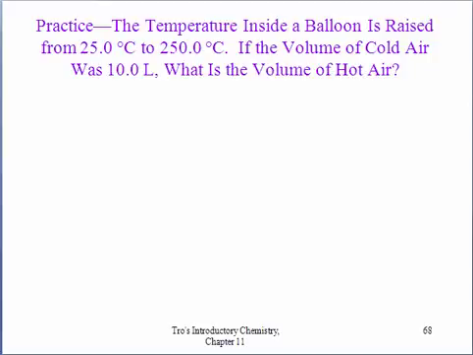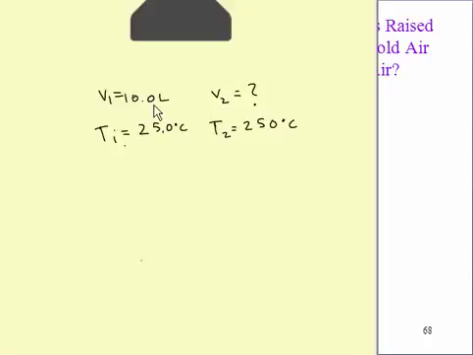So as always, the first thing we want to write down is what we have. We're given our initial volume, the volume of the cold air balloon at 25 degrees Celsius, which is about room temperature, is 10 liters. When it's heated to 250 degrees Celsius, what is the new volume? Well, we cannot do anything until we add 273 degrees to our Celsius to get our temperature in Kelvin.